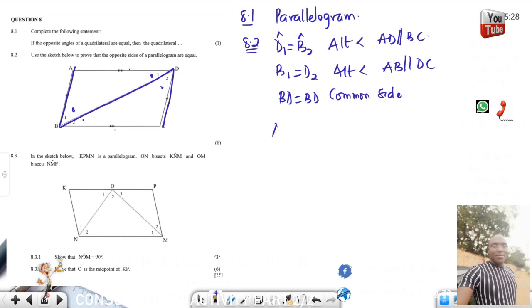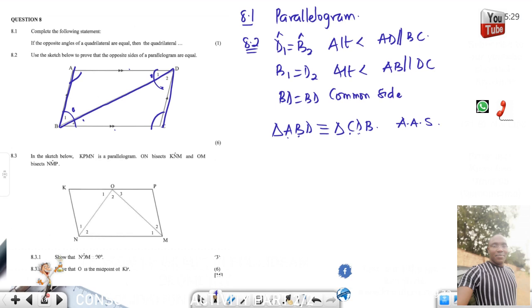Can we then say triangle ABD is congruent to triangle CDB? Do you remember we talked about this? Angle side, or you can say side angle. So angle A is equal to angle C. Angle B is equal to angle D. Are we okay? And BD is equal to BD again, so the triangles are congruent.